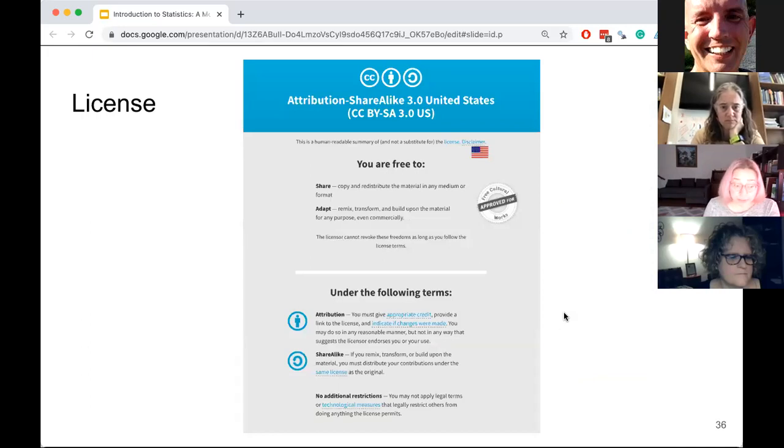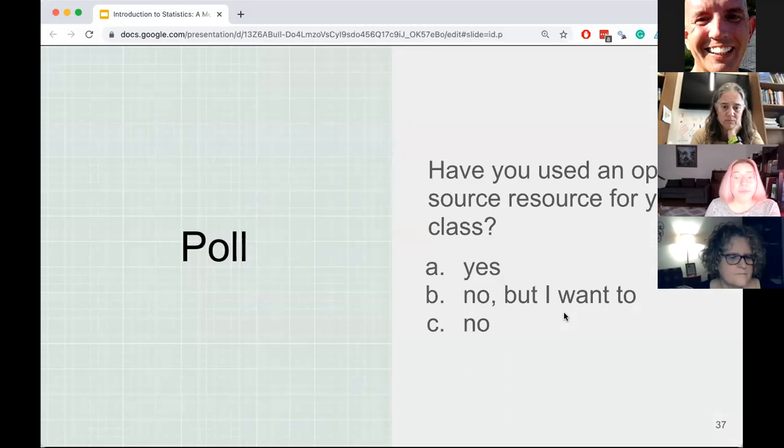I mentioned that the book is available for free and it is also open source. So it comes with a license that allows you to share and adapt, which means that you can take pieces of it for yourself and adapt it as you see fit and share it with your students. So you don't necessarily have to adopt the book in full.